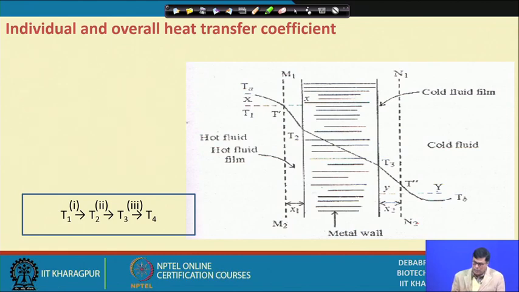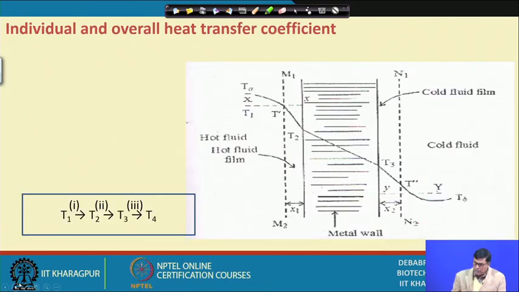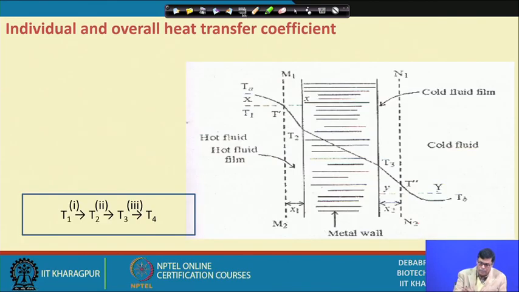These are the different layers that we have, and we can measure different resistance at different places. This is 1, 2, 3, the different regions that we have: the cold film, the hot side, and the metal wall. So, this is how it comes. The temperature is flowing like this, so you can write T1 to T2, T2 to T3, T3 to T4.